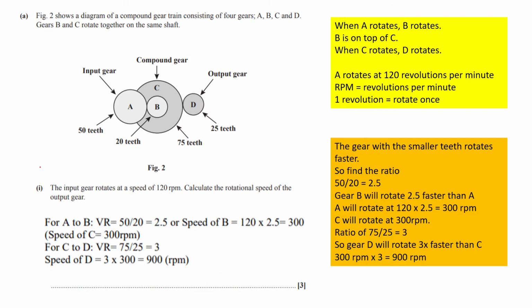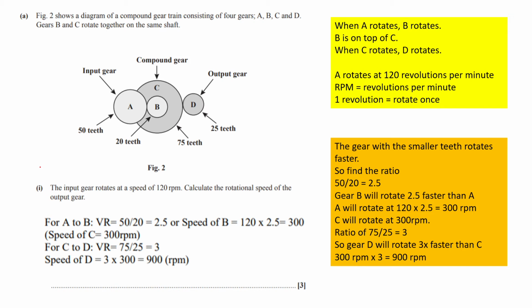Right, so the answer. My answer is in the orange box on the right hand side. The gear with the smaller teeth rotates faster. So the ratio is 50 divided by 20, so it's 2.5. So the one with the 20 teeth will rotate 2.5 times faster than A. And you know that A rotates at 120, so you times 2.5 and 120, you get 300 revolutions per minute. C will rotate at 300 revolutions per minute.